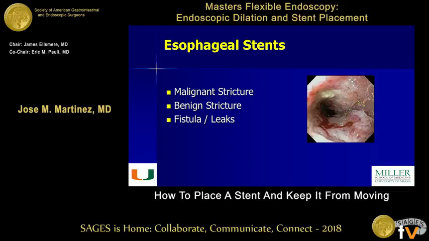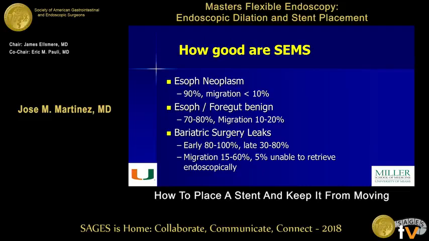But a lot of what we end up dealing with in these clinical scenarios is other things like benign strictures or fistulas or leaks. And that's where we also get into higher rates of these complications that we talk about. And again, my main talk is migration. When we talk about how good these stents are, a lot of it is dependent on the pathology of what we're using it for.